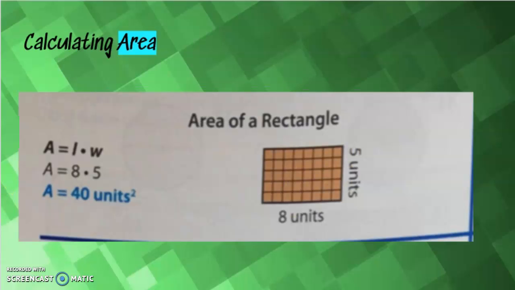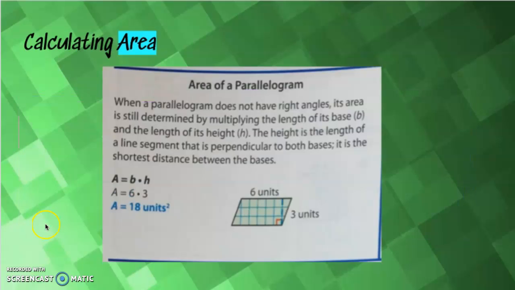Cool. Area of a rectangle, same concept. You're just multiplying the length and the width. So 8 times 5 equals 40 units squared. For a parallelogram, it's a little bit different because you're going to be multiplying base times height. But again, it's a similar concept.